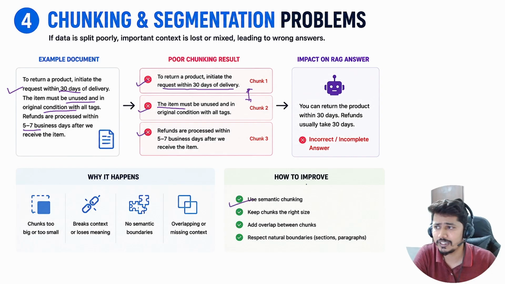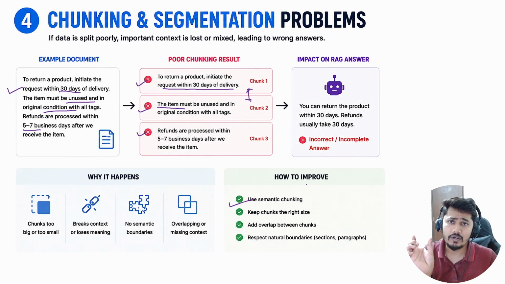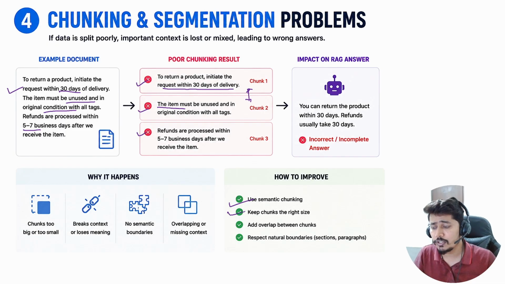If you are directly chunking based on a particular token length, then it is not helpful. You should use semantic chunking. You should keep chunks of the right size. Whenever you are doing the chunking, make sure that you are using padding so that all the chunks are of proper sizes. Add the overlap between the chunks, that's what we have seen, and respect natural boundaries.